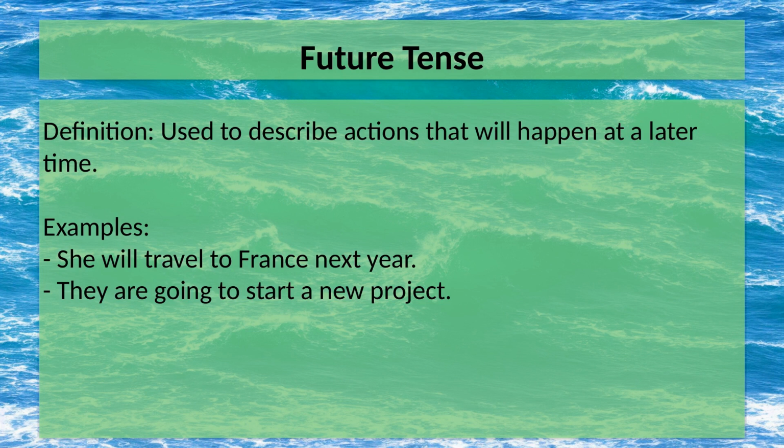Lastly, we have the future tense. It's used to describe actions that will happen at a later time. For example, she will travel to France next year. They're going to start a new project. These sentences talk about actions that are planned or expected to happen in the future.